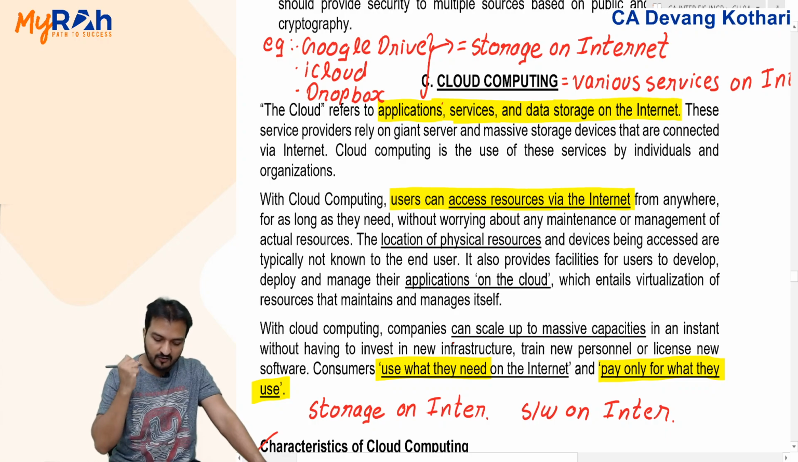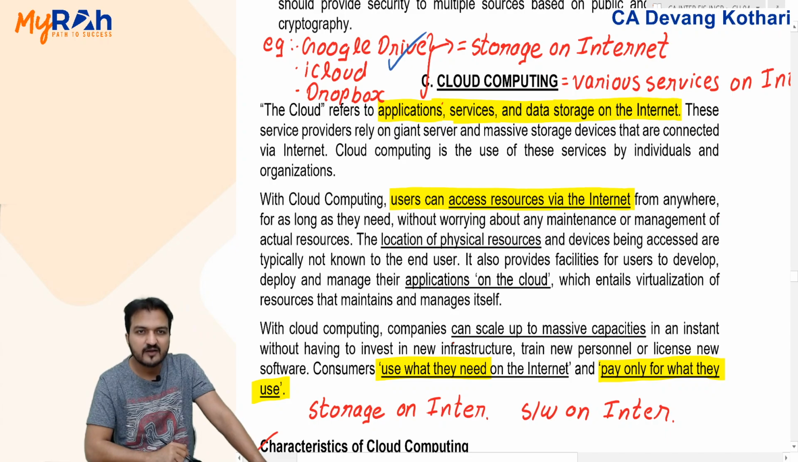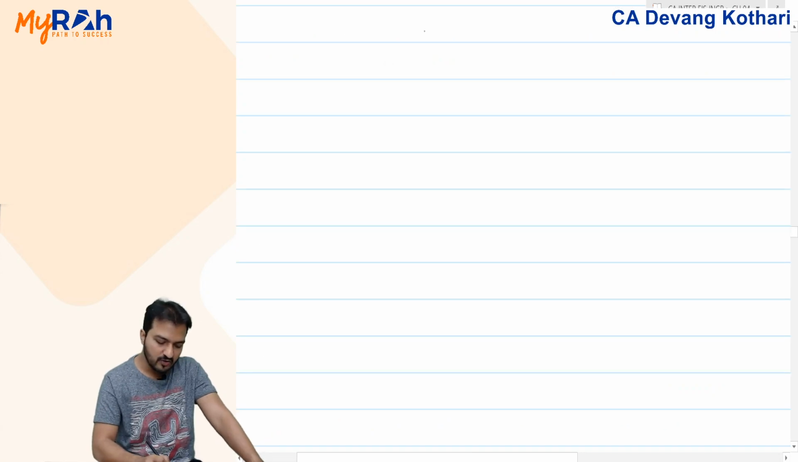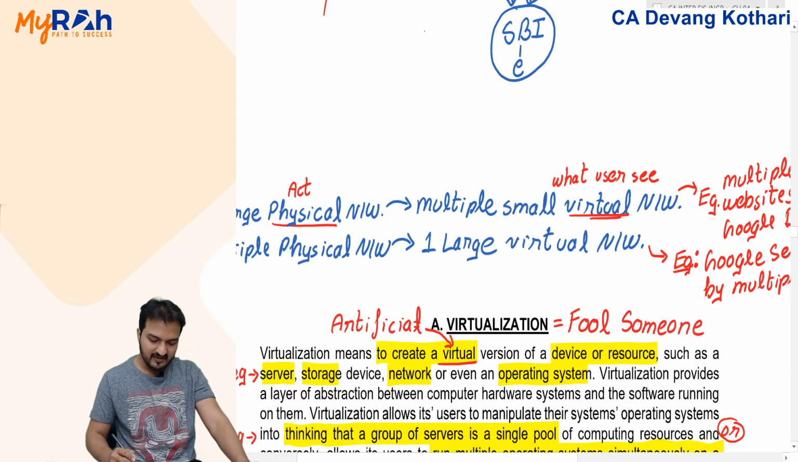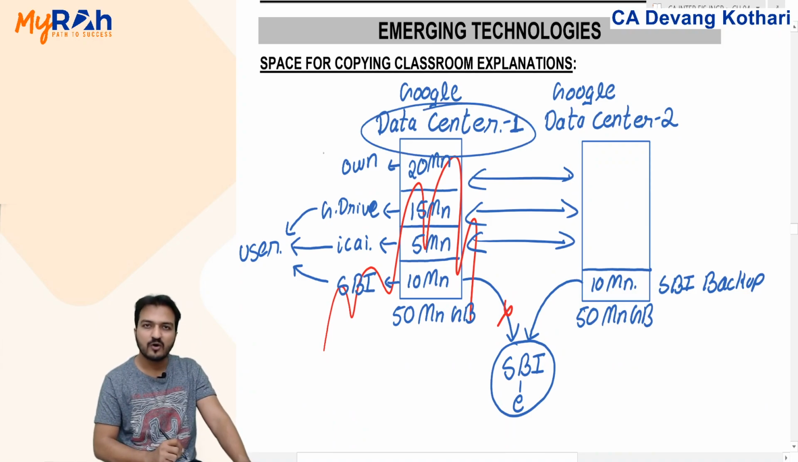Now think, if I do storage on the internet on Google Drive, where does all that data go? Well, that data goes to this data center here. Whatever I store on the internet, that data goes to this data center.